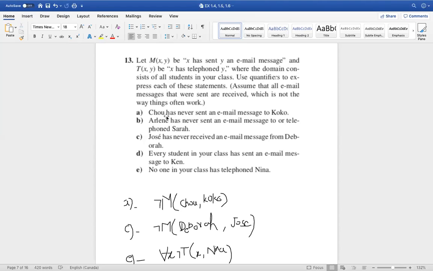Firstly, we have Chou has never sent an email message to Coco. So here x has sent y an email message. We only need to do that. So x here will be Chou and y will be Coco. We just plug in Chou and Coco in M(x, y), but we are saying Chou has never sent an email message, so we just put a negation in front of it like so. So by this negation, we will be saying that Chou has not sent Coco an email message.